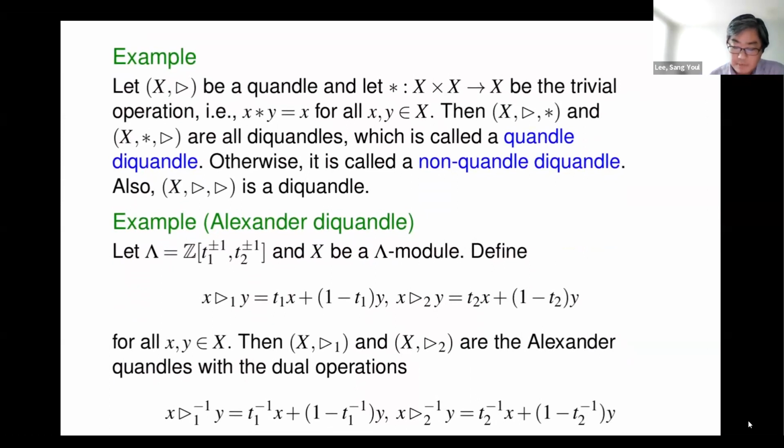There are many examples of diquandles, but I want to give some simple examples. Let X be a quandle and star be a trivial operation defined by this formula. Then this triple and this triple are both diquandles, which are quandle diquandles. Actually, this is a trivial operation, so this algebraic structure is nothing but a quandle. In this sense, we call this a quandle diquandle. Otherwise, it is called a non-quandle diquandle. And we can easily check that this is also a diquandle.